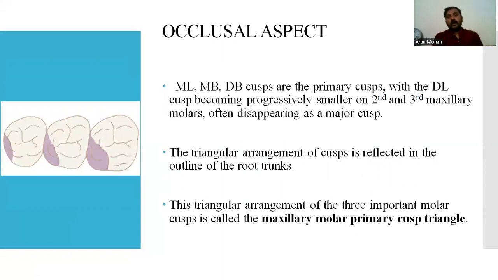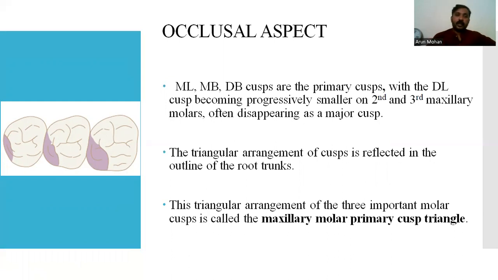The mesiolingual, mesiobuccal, and distobuccal cusps are considered the primary cusps, with the distolingual cusp becoming progressively smaller as we go from the first to the second to the third maxillary molar. So the distolingual is considered a smaller, secondary cusp, which shrinks in size as we go to the second and third molar.